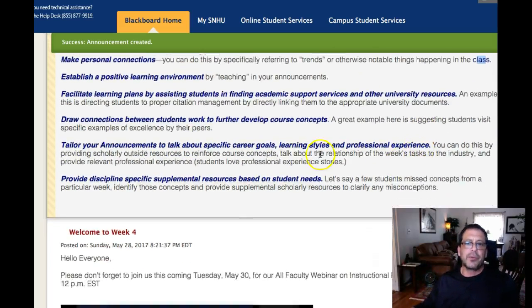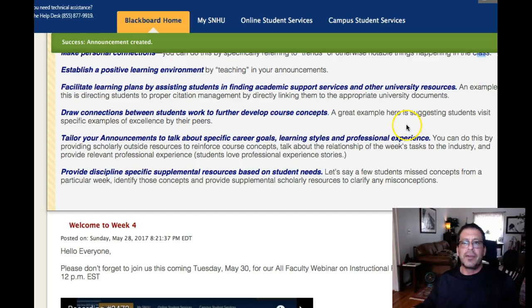Draw connections between students' work to further develop course concepts. A great example of this is suggesting students use specific examples of excellence by their peers. In other words, in week 4 in my announcements, I would say, during week 3 we covered the pen tool and several students did outstanding work. I'd like you to visit this link for specific examples. And that would draw specific examples of excellence from your peers, thereby making connections between students.